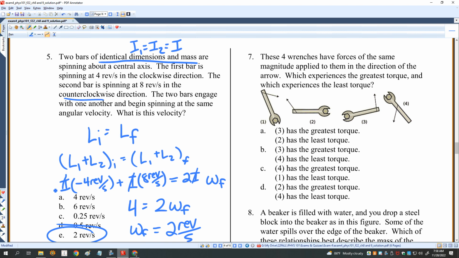Well, the one with the greatest torque is going to be the one at the biggest lever arm, moment arm, with the angle closest to 90 degrees. So that would be this one. And then the one with the smallest torque will be the one at the shortest moment arm with the biggest angle. So that would be this one. So 3 and then 4. B is the right answer.